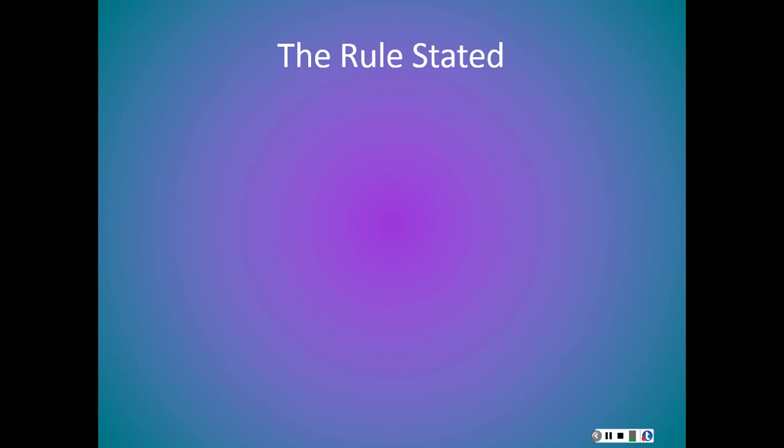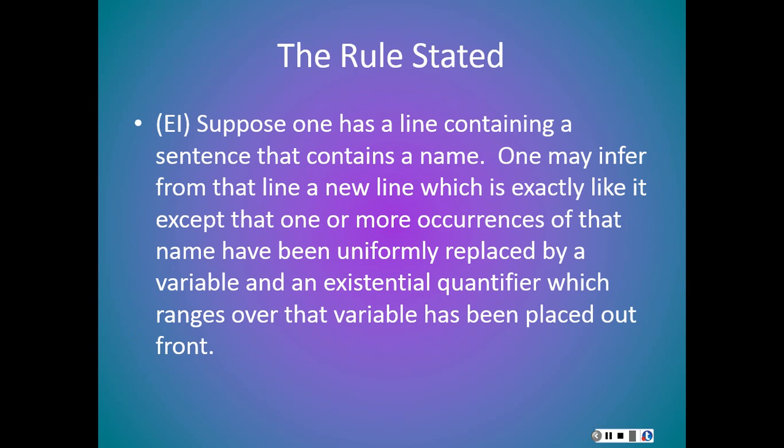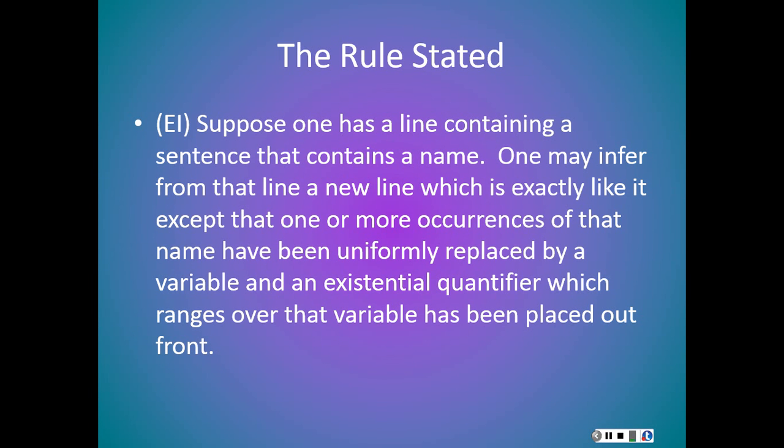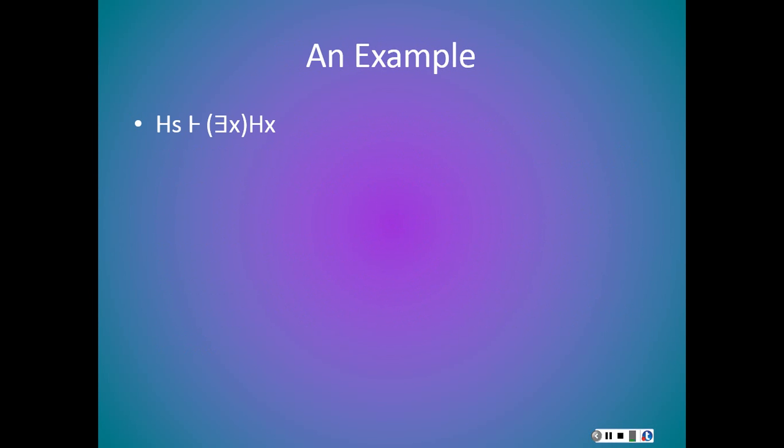So here is a statement of the rule. Suppose one has a line containing a sentence that contains a name. One may infer from that line a new line which is exactly like it, except that one or more occurrences of that name have been uniformly replaced by a variable, and an existential quantifier which ranges over that variable has been placed out front. Okay, the rule is a mouthful, but the rule itself is pretty easy to work with. Let's look at an example.